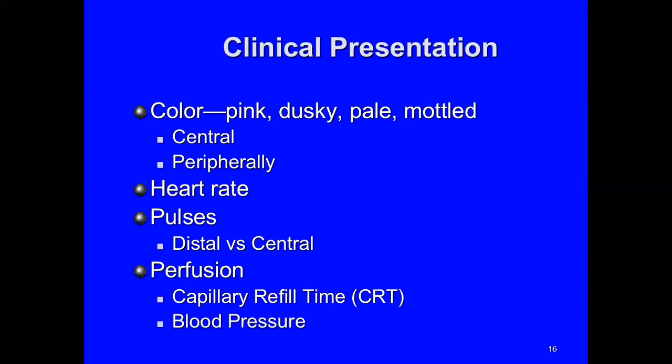So then after, some of the clinical presentation of a newborn can also be related to respiratory distress. They can appear pink in color, dusky, and most probably also pale in color.